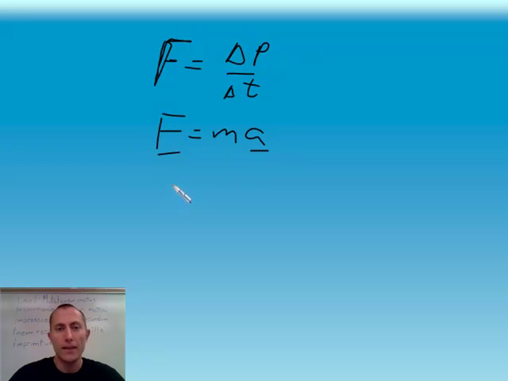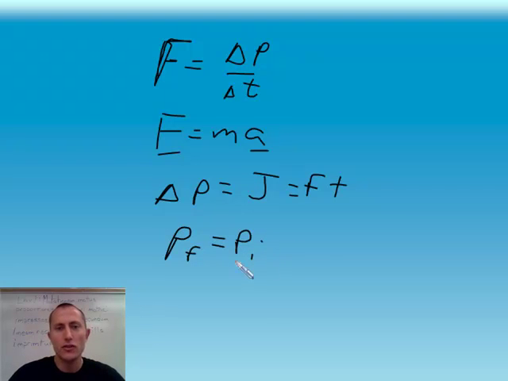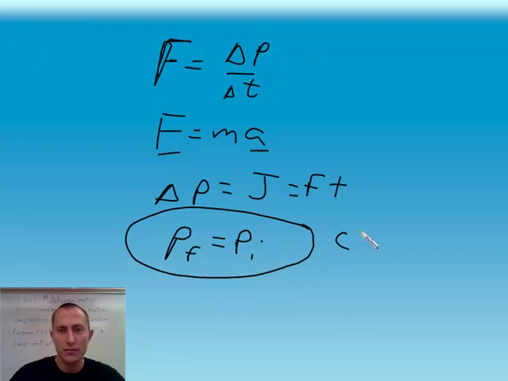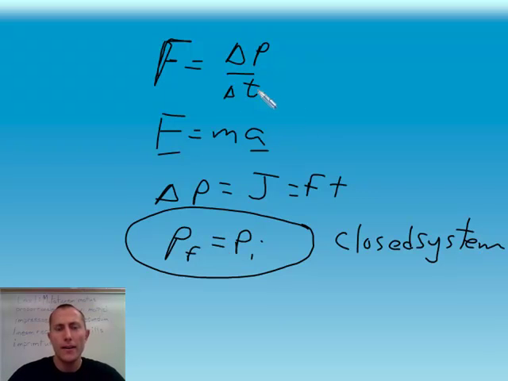We also said that we have change in momentum, which is equal to impulse. That's force times time, net force or average force times time. And we said that the final momentum is equal to the initial momentum, and this is in a closed system. So, things to keep in mind as we move from here. The next segment will be on Newton's third law.